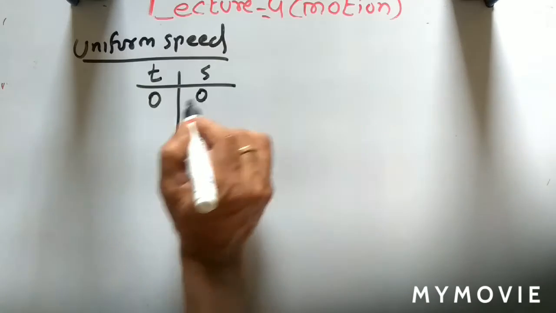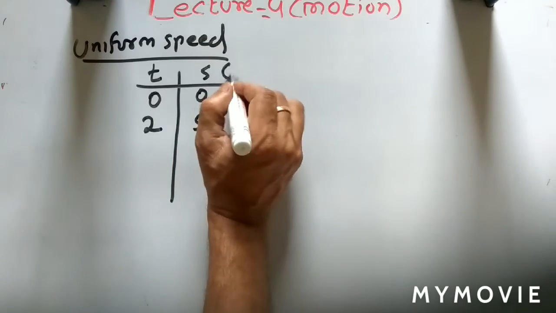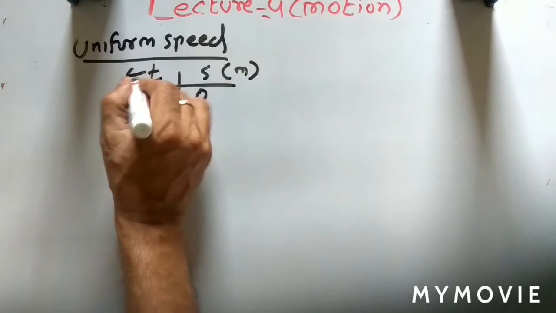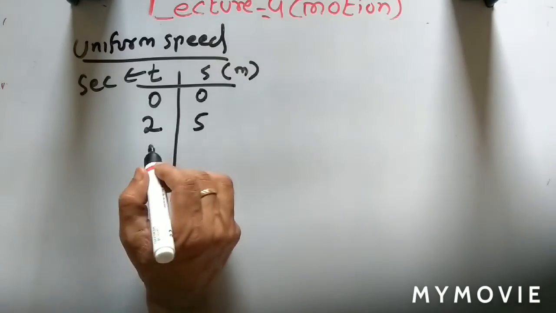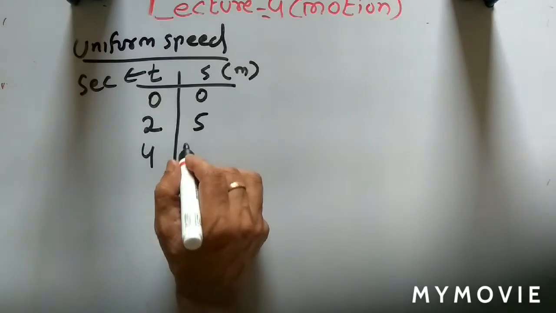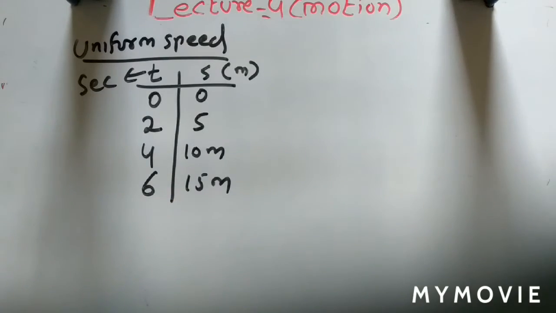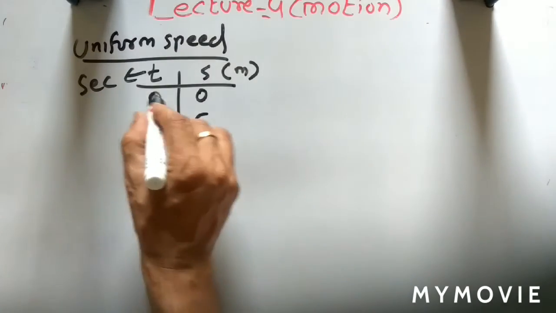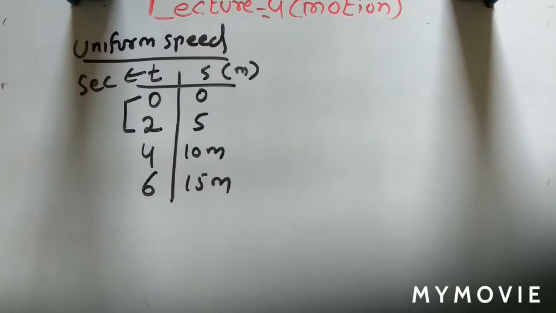Let us take time and distance. When time is 0, distance is 0. When time is 2 seconds, distance is 5 meters. Distance is measured in meters, time is measured in seconds. When time is 4 seconds, distance is 10 meters. When time is 6 seconds, distance is 15 meters. Okay, so now you see what uniform speed is.